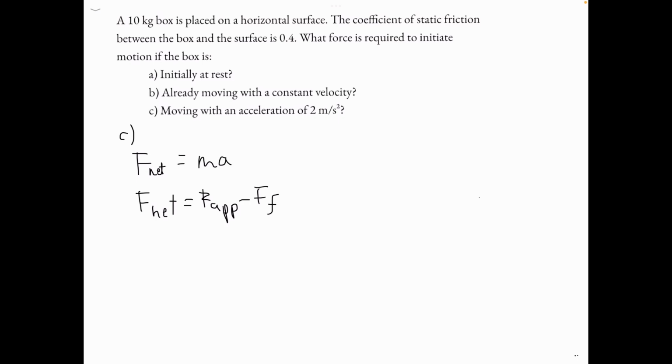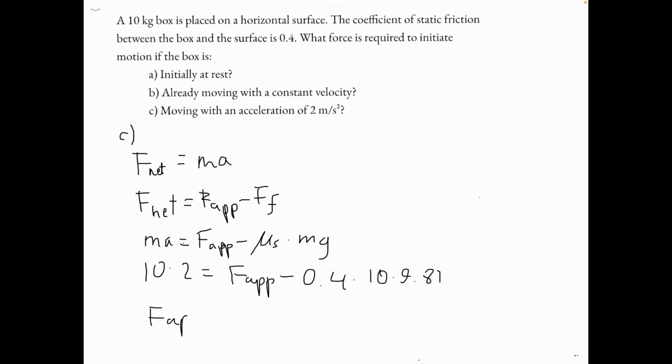Now, we can substitute all the values in, which would give us ma is equal to F applied, which we are solving for, minus the coefficient of static friction times mg. Now we can plug all the values in. So this would give us, for the applied force, 59.2 newtons.